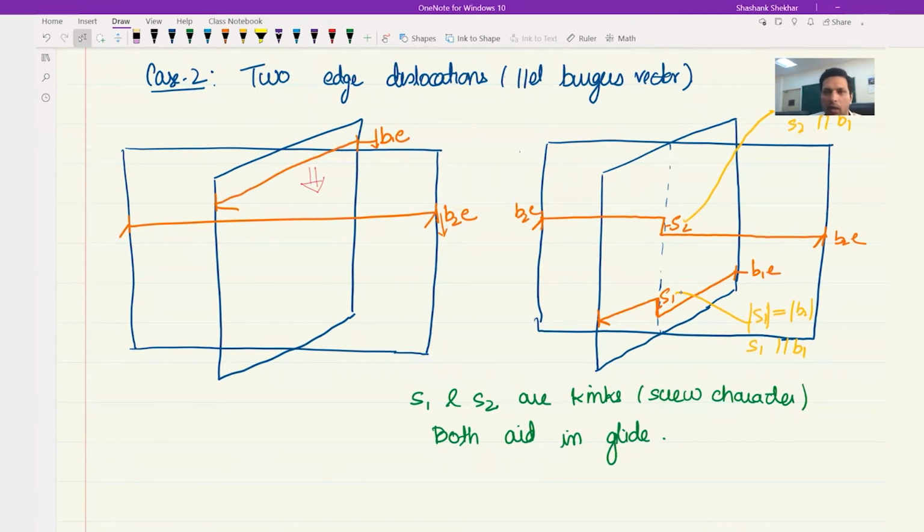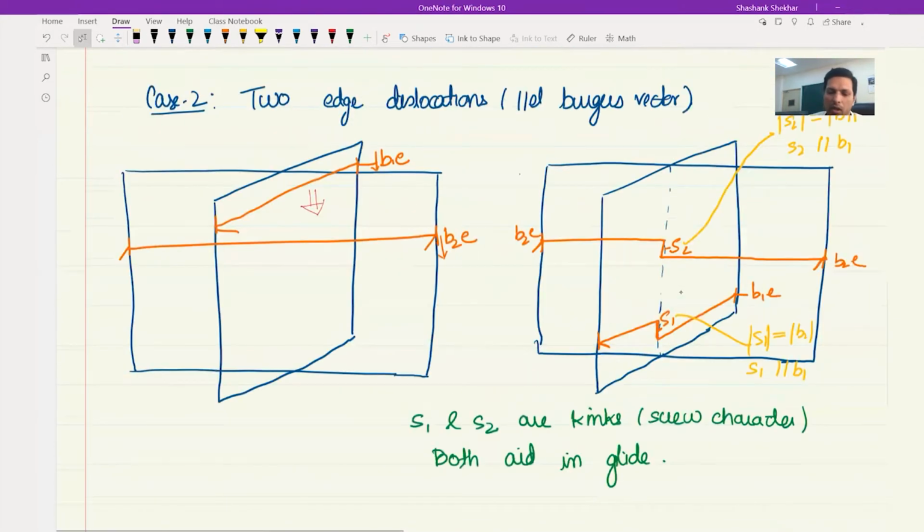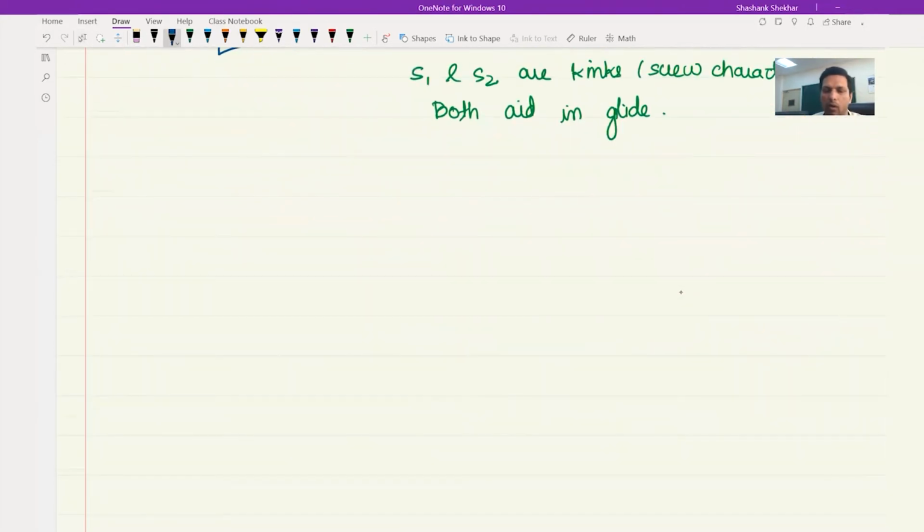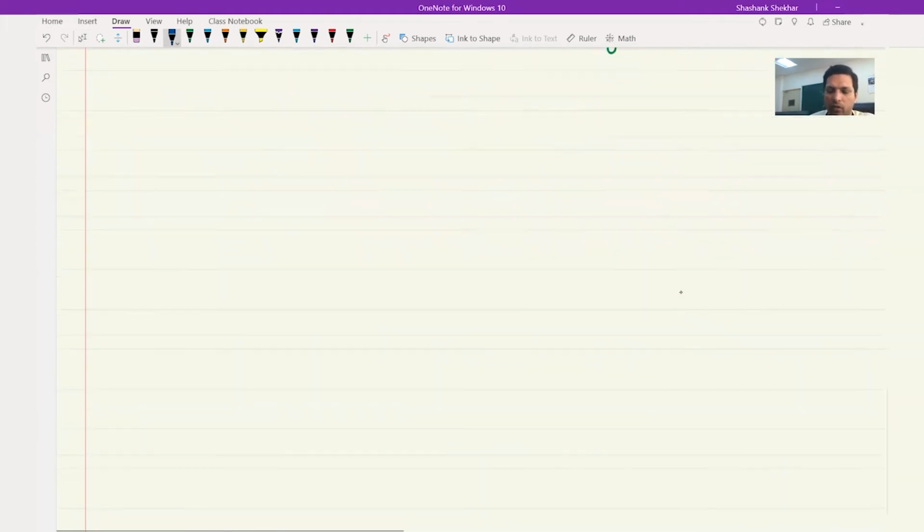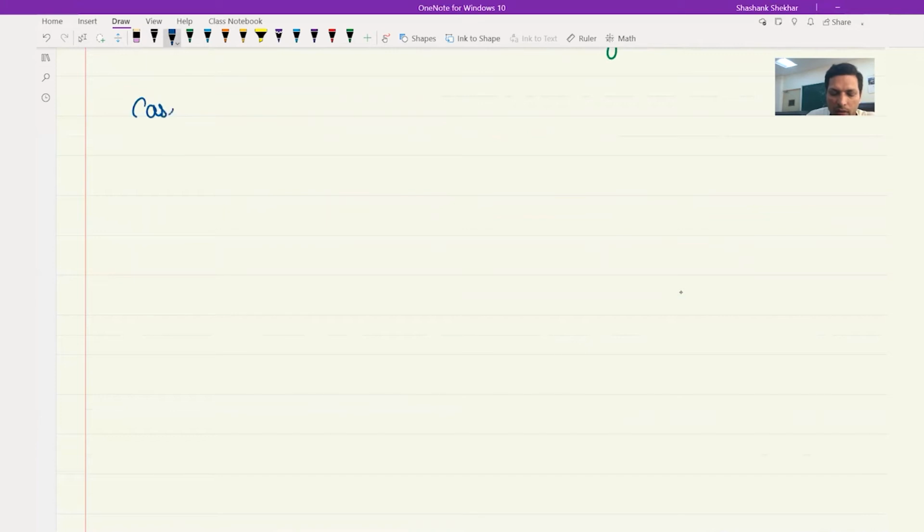Now we will add a little bit of complexity. We will now have a screw dislocation also into the mix of things. So case 3, we have an edge and a screw dislocation.